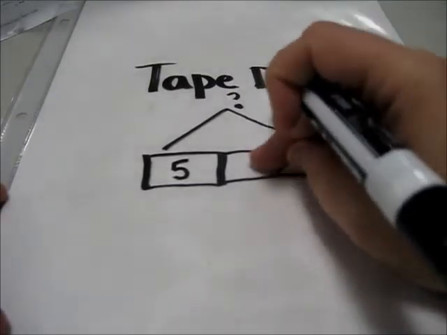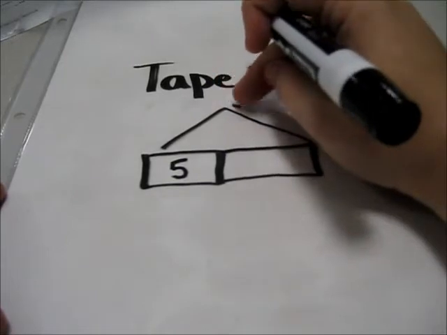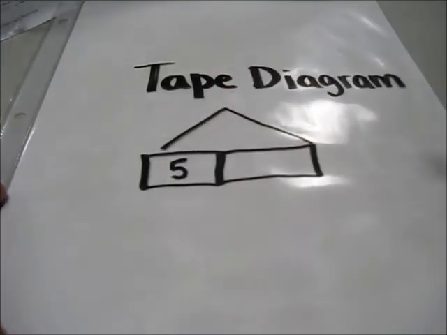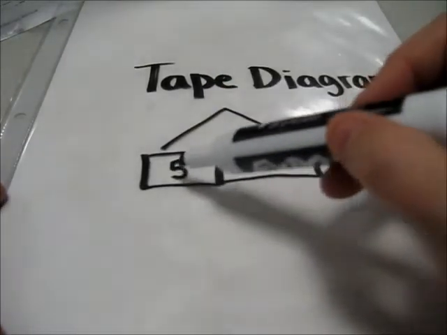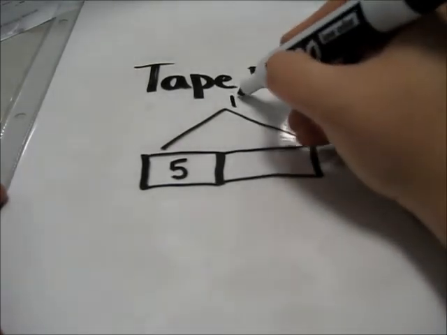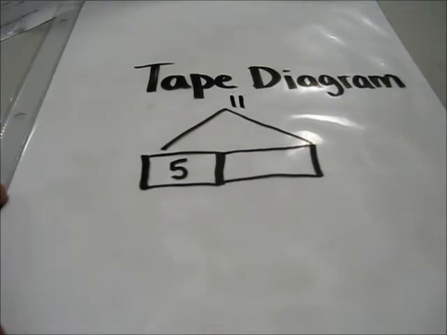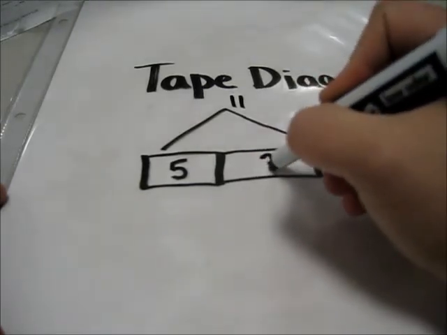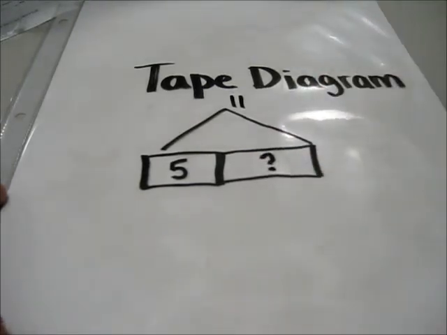This tape diagram could look different though if the story problem gave us different information. If the story problem said we know that one person has 5 apples and the total of the 2 people is 11, now what I'm trying to find out is how many this person has. That leads me to a different number sentence.